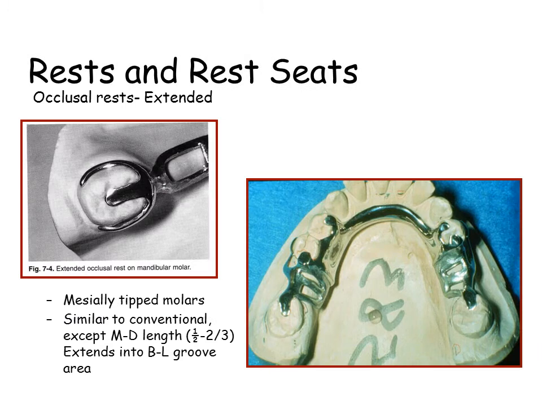The extended occlusal rest is typically used for mesially tipped molars, usually in the mandible. This form allows them to better direct forces down the long axis. They extend 1/3 to 1/2 the mesiodistal length of the tooth on the occlusal surface, and extend into the buccolingual groove area.